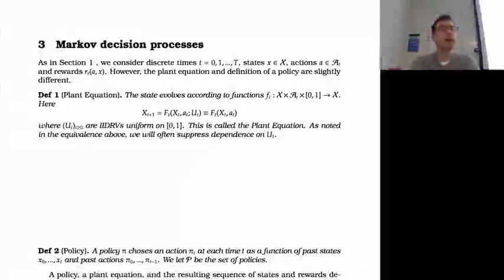So next we're going to be covering Markov decision processes, and you should all have a copy of these notes in front of you.